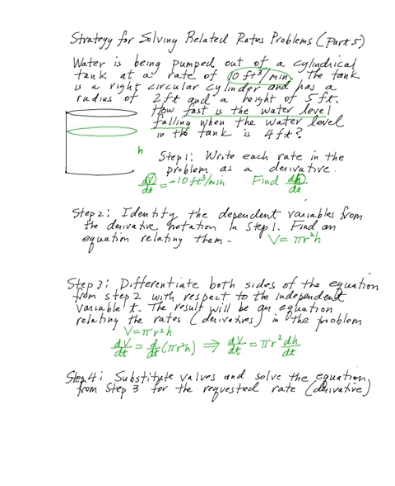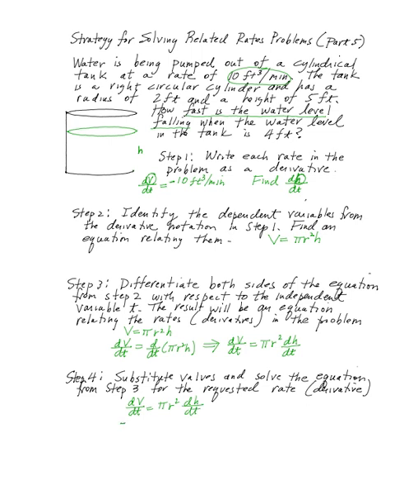So notice, I've got an equation now that relates the two derivatives in step 1: derivative of volume with respect to time, derivative of height with respect to time. Step 4, substitute values into this equation that I've got from step 3 and solve for the requested rate. The requested rate is dH dt, right? So I'm just going to take dV dt equal pi r squared dH dt.